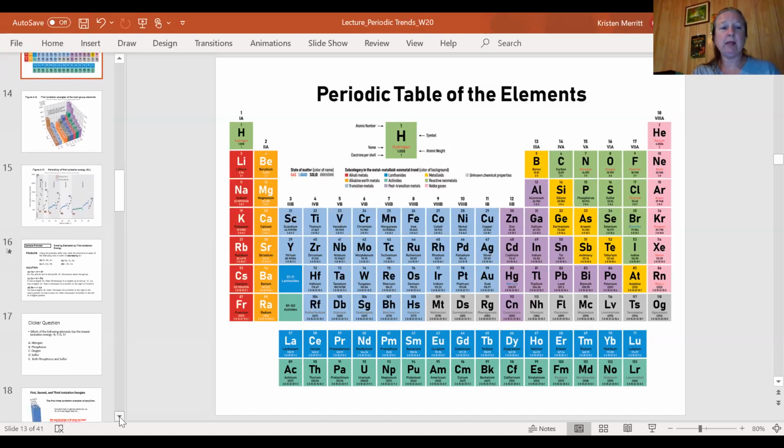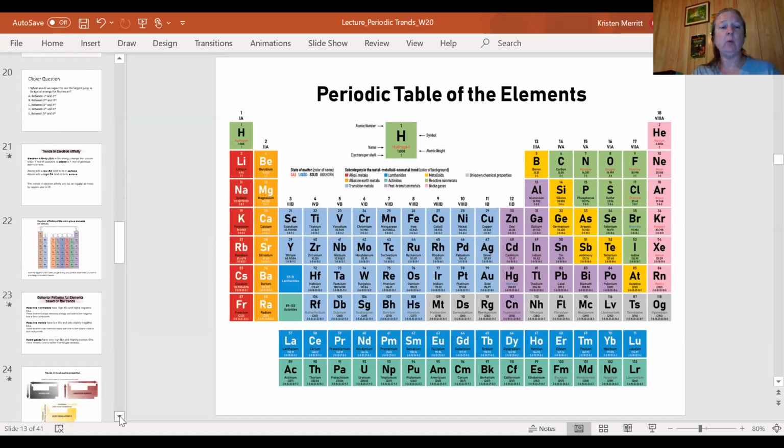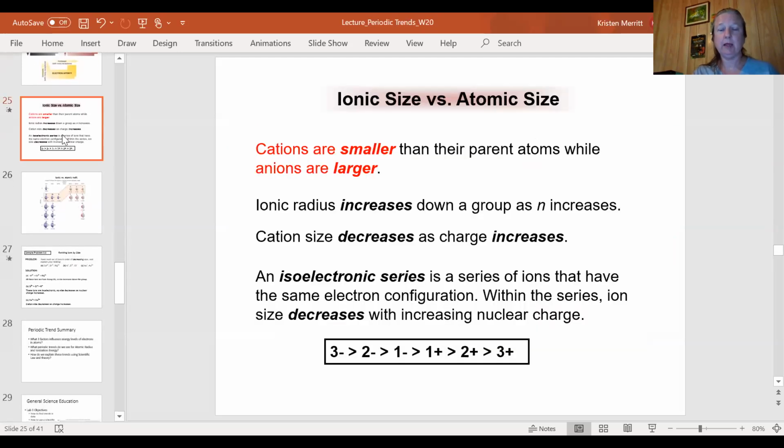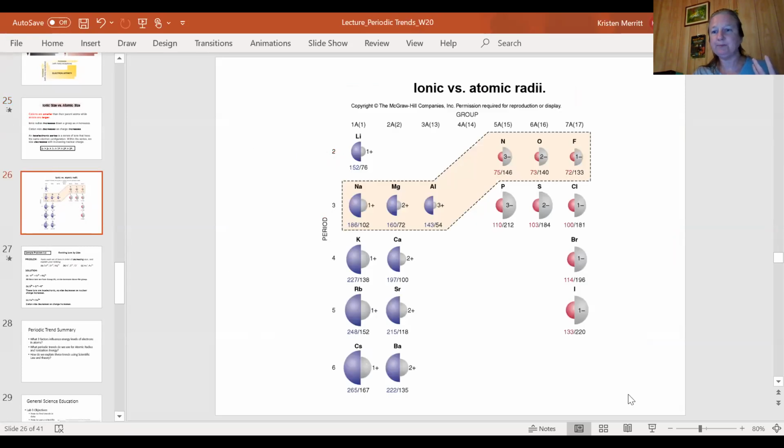So the trend is when you have an isoelectronic series and you're told to rank them by size, that means they have the same number of electrons. So anything that got there by losing electrons is going to be smaller. And the more electrons you lose, the smaller it is. The more electrons you add, the bigger it is. So keep in mind that trend. Here's some examples that show you just how significant this can be.